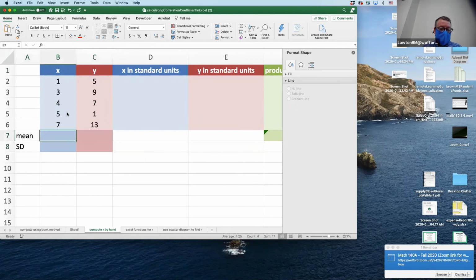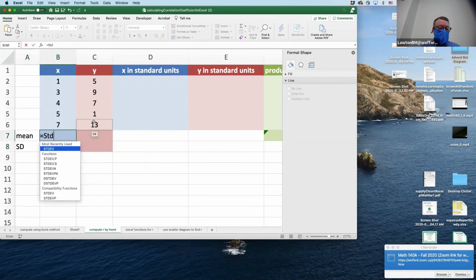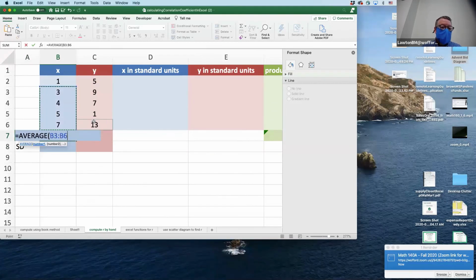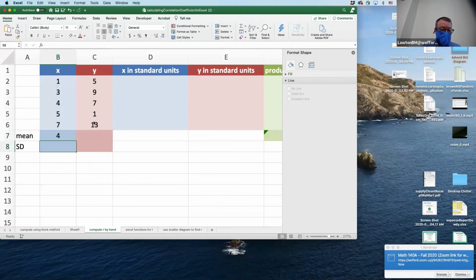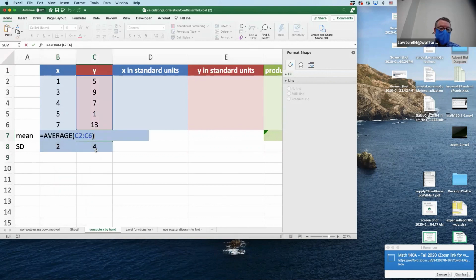I want the population standard deviation. Okay, so the mean is the average of these things, and the standard deviation of the population of that. Now what's really cool, if I just drag this to the right, it fills those in. Because it said the average of those and the standard deviation of those.